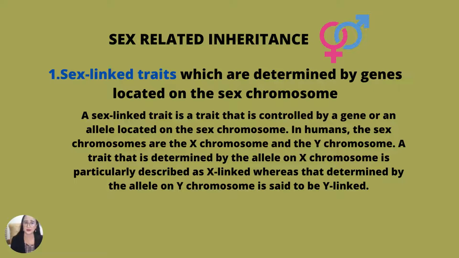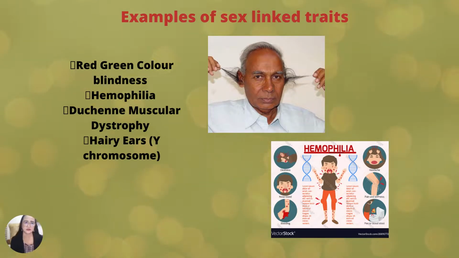Males have only one X chromosome, thus, if they inherit the affected X, they will have the disorder. Females have two X chromosomes. Therefore, they can carry the trait without being affected if it acts in a recessive manner. Here are the examples of sex-linked traits. Number one, we have the red-green color blindness, or simply the color blinds. We have also hemophilia, or considered the bleeders. And we have Duchenne muscular dystrophy, and the other one is hairy ears, which is located in the Y chromosome.